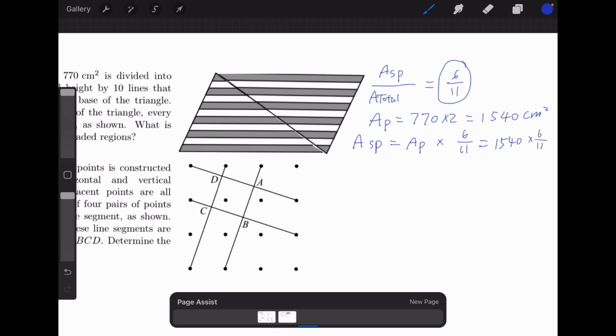Because the question is only asking for the shaded area in one triangle, and our parallelogram is made of 2 triangles, to find the answer we're going to divide this number by 2. So the final answer is 1540 times 6 over 11 times 1 over 2, which gives us 420 centimeters squared.